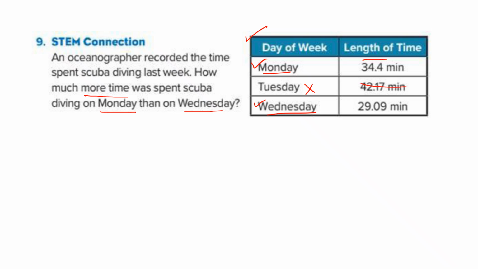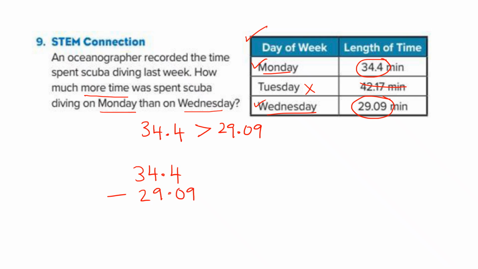So we will use the decimals 34.4 and 29.09. Now again, which is more, 34.4 or 29.09? Definitely it is more on Monday. So the oceanographer spent more time on Monday than on Wednesday. Now the question is asking how much more time? That means we need to do subtraction. When we do subtraction, from the big we remove the small decimal.